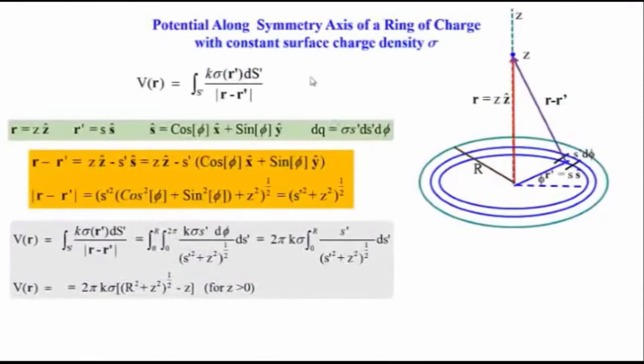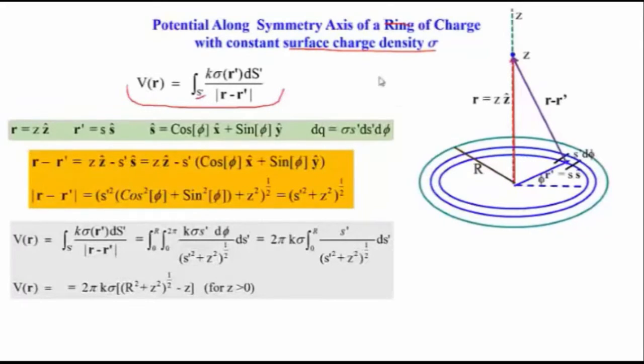Well, what about a disk of charge? This should be a disk of charge, again along the symmetry axis, and it's going to have a constant surface charge density sigma. We're going to start with the fundamental equation for the potential of a surface charge, and so that's right here. S prime is the surface of the disk.